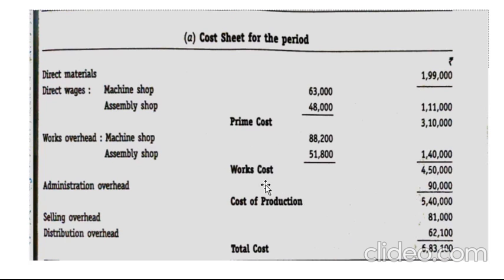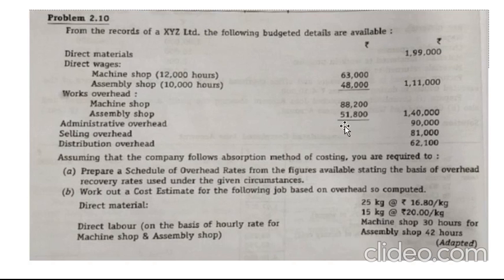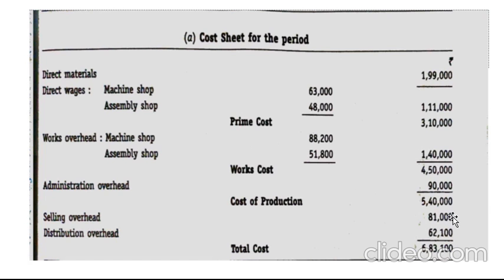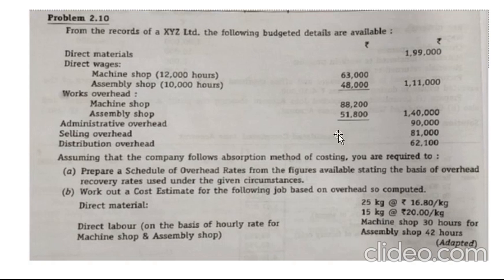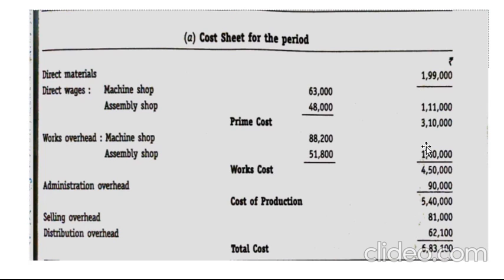After getting your cost of production, you need to find out whether you have selling and distribution expenses. Yes, you have selling overhead separate and distribution overhead separate. Selling overhead is 81,000. You have taken 81,000. Then you have your distribution overhead, which is 62,100. You have taken 62,100. So the total of your selling and distribution added with your cost of production will give you your total cost, which is 6,83,100.